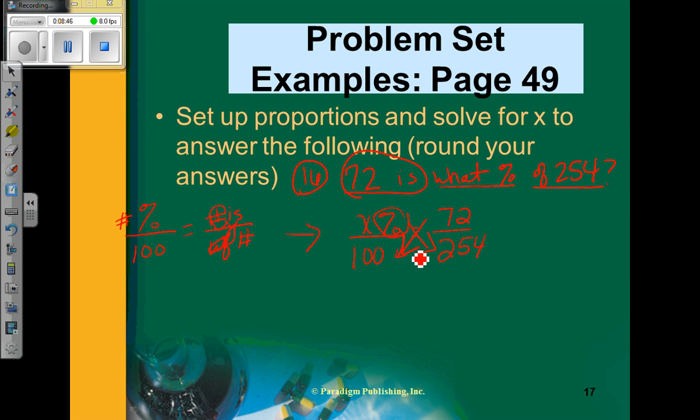Then you're going to cross multiply. X times 254 goes on the bottom. Remember, because you multiplied it by x. 72 times 100 is 7,200. And if you divide that out, it should come to 28.35%.